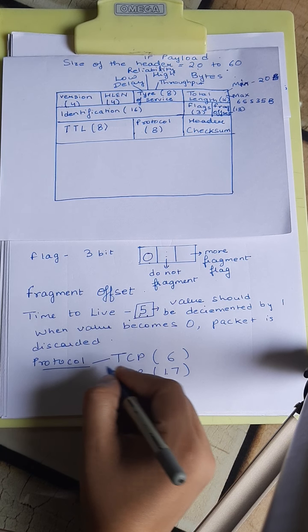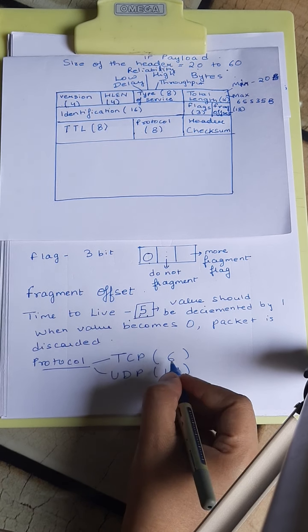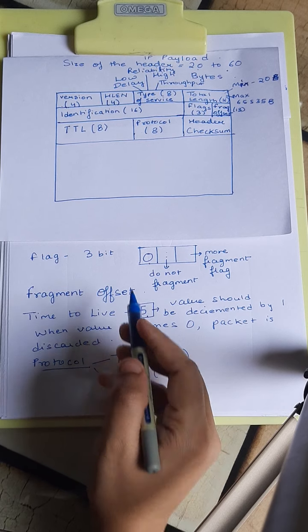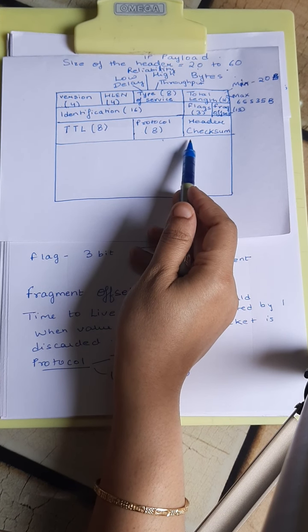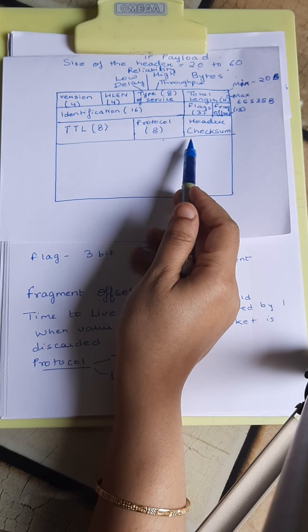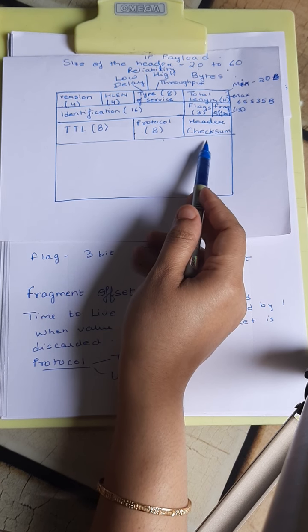Whether you are using TCP or UDP or some other protocol, each protocol has some number, so that number must be contained in this field. Next is header checksum. Header checksum is used for checking errors. It keeps the checksum value for the entire header.